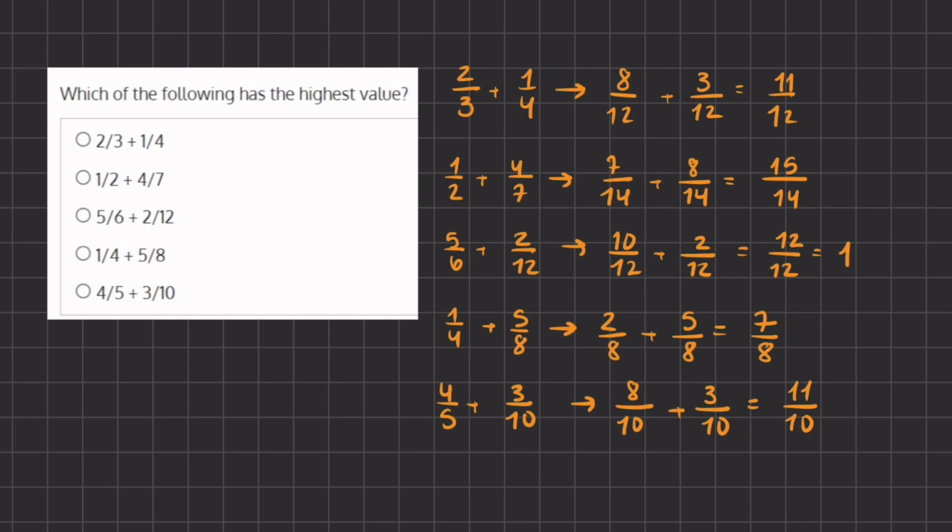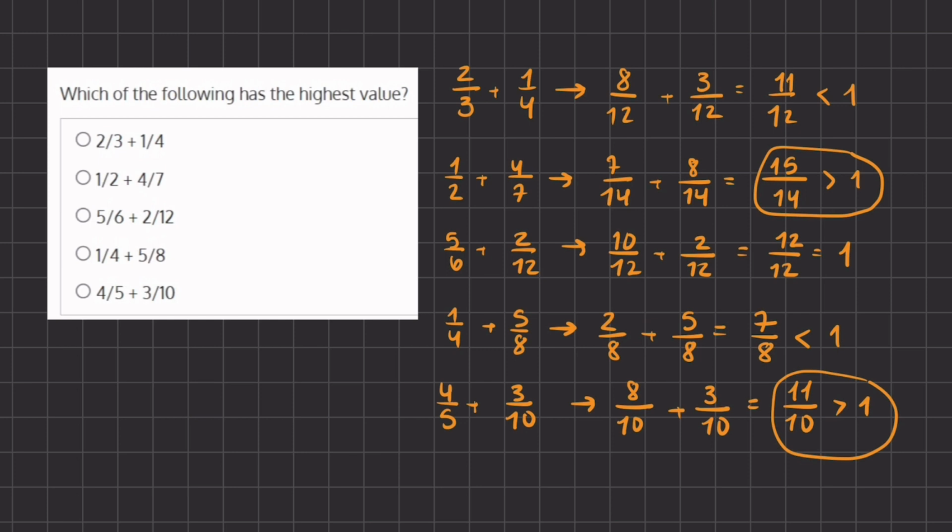Alright, so now we know that 11/10 is greater than 1, and 7 divided by 8 is less than 1. We have 12/12, which is perfectly 1. 15/14 is also greater than 1. And 11 divided by 12 is less than 1. So if we want to find the highest value, we want to take a look at 11/10 and 15/14 because they are both greater than 1, and all the other values are less than or equal to 1. Now let's take a look at 15 divided by 14 and 11 divided by 10.